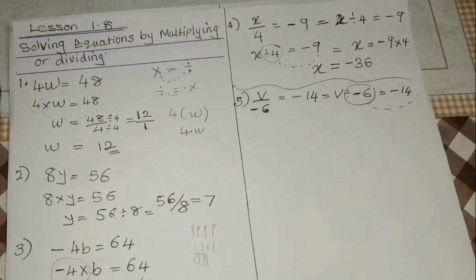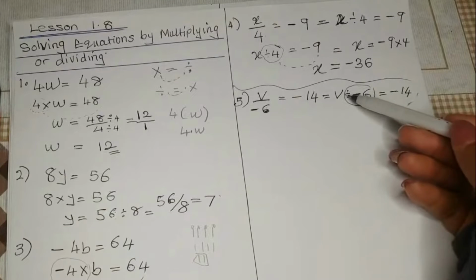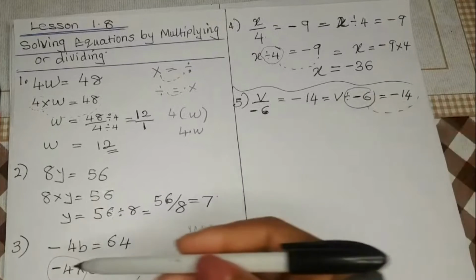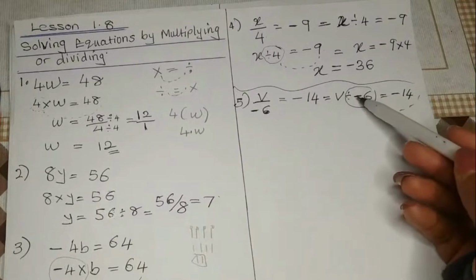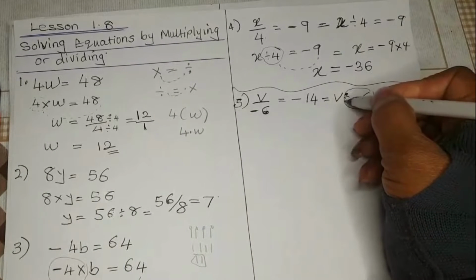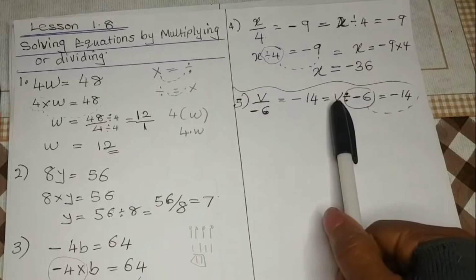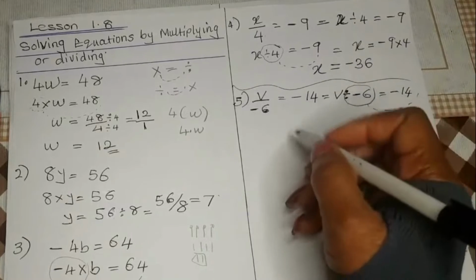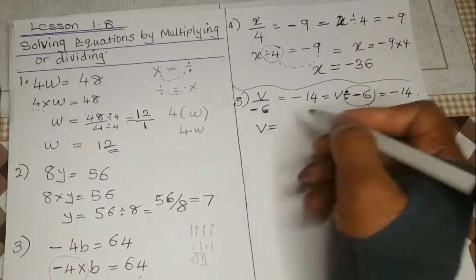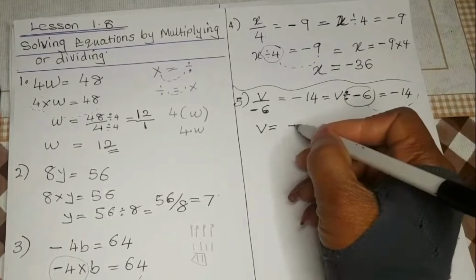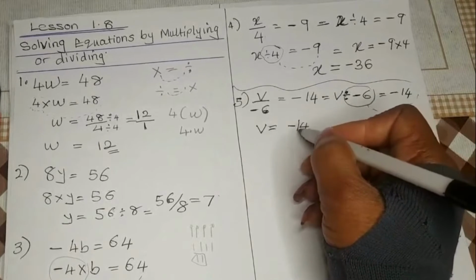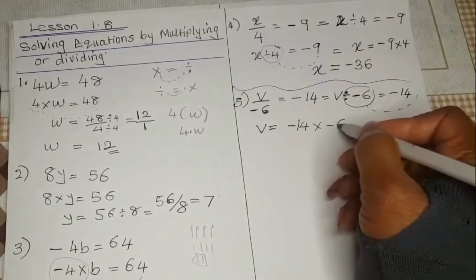Remember, like I told you earlier, when it comes to multiplication or division like this, you don't change the sign. Only concentrate on the division sign they are giving you. Leave the other sign alone. That's the most important thing. You only change the sign when you're adding or subtracting, but here we are dividing. When we move it, v is going to give us negative 14 multiplied by negative 6.